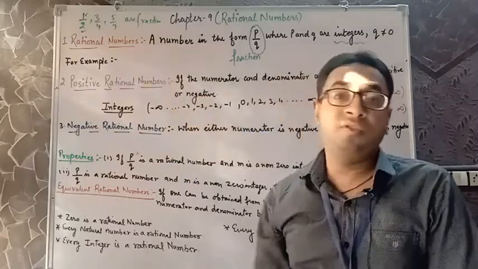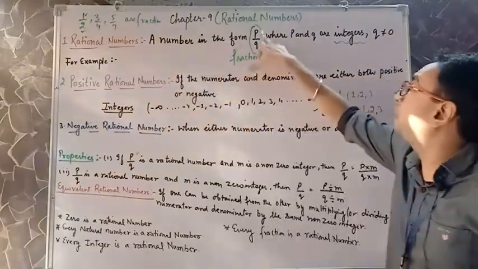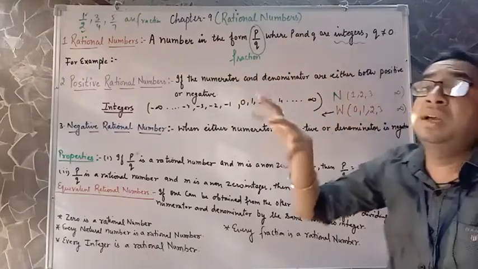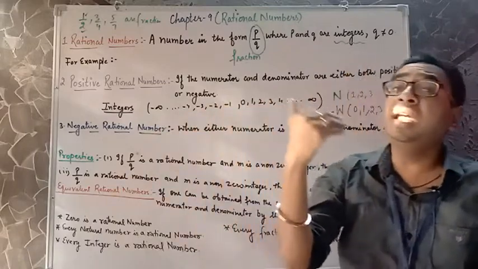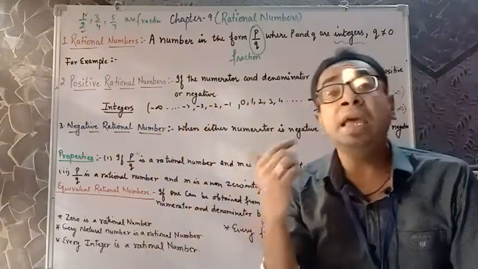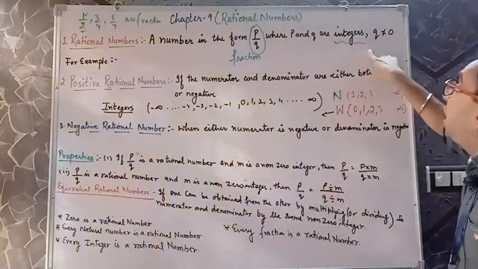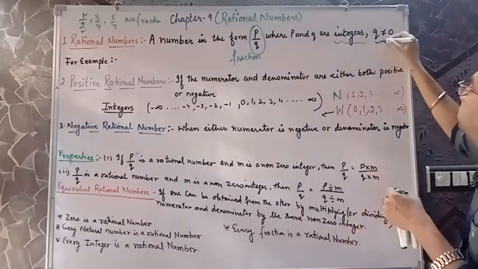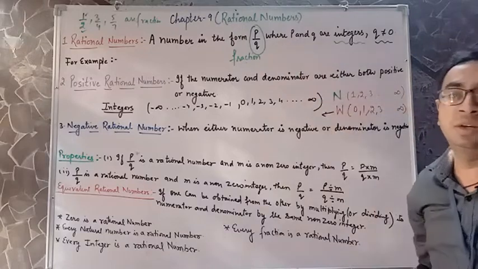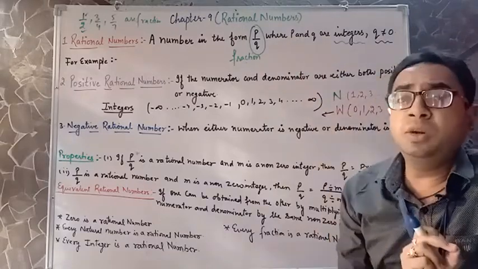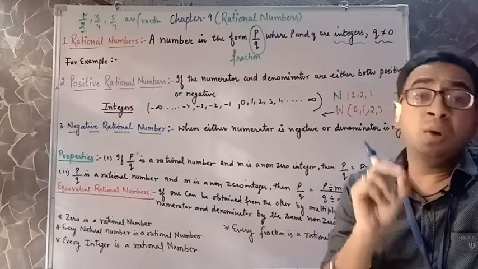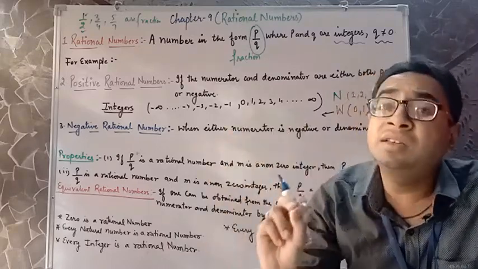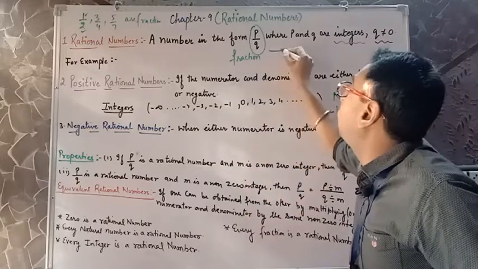Hence, the definition of a rational number is a number in the form p by q, where p and q are integers. Integers means we'll be considering positive, negative, and also 0. But the very important condition is that q cannot be equal to 0. Why can q not be equal to 0? I told you earlier also, anything multiplied by 0 becomes 0. But if anything is divided by 0, it leads to infinity.